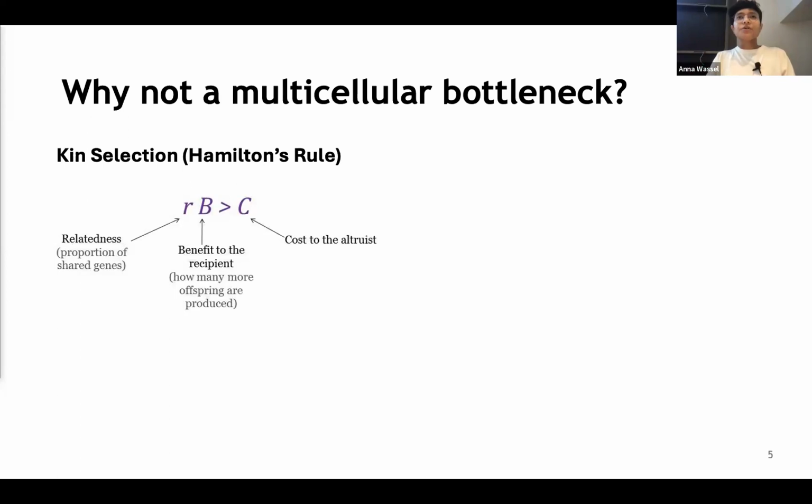where it's beneficial for these cells to cooperate into an organism because they are highly related. So as your relatedness here goes higher, your benefits also increase because it's a product of the benefits. And because multicellularity is a costly task, it's beneficial to do it with your kin.